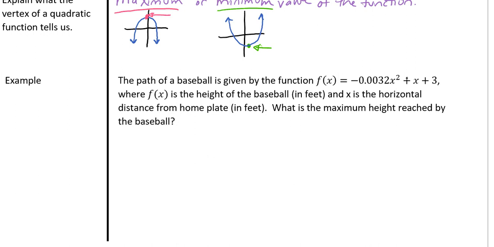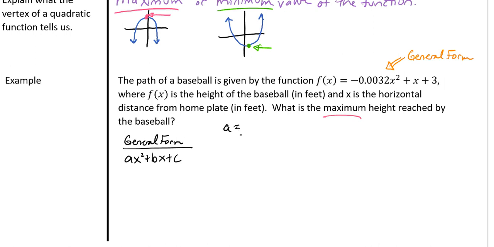So if we look at our equation, we see that it gave us the equation in general form. Because it gave it to us in general form, we're going to need to find our axis of symmetry first before we're able to find our maximum value. So remember that in general form, we have our ax squared plus bx plus c. So with our equation, we are going to have an a value of negative 0.0032. We'll have a b value of 1 and a c value of 3.